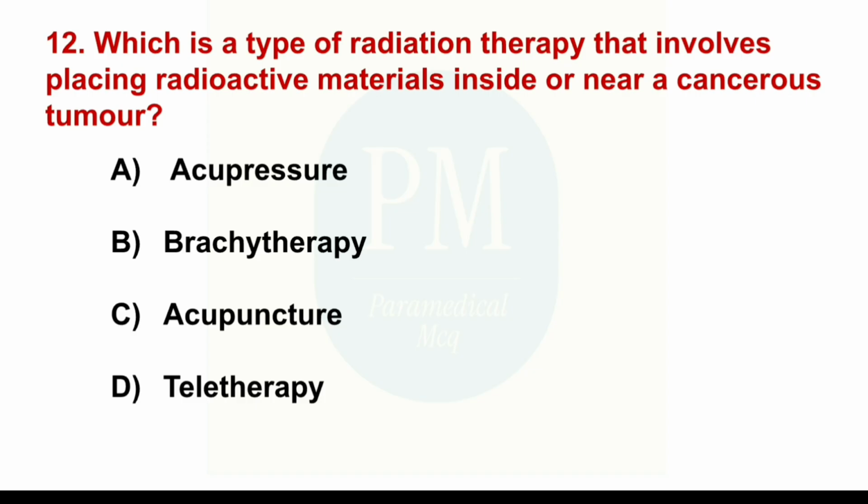Which is a type of radiation therapy that involves placing radioactive material inside or near a cancerous tumor? Option A. Acupressure. Option B. Brachytherapy. Option C. Acupuncture. Option D. Teletherapy. The correct option is option B. Brachytherapy.